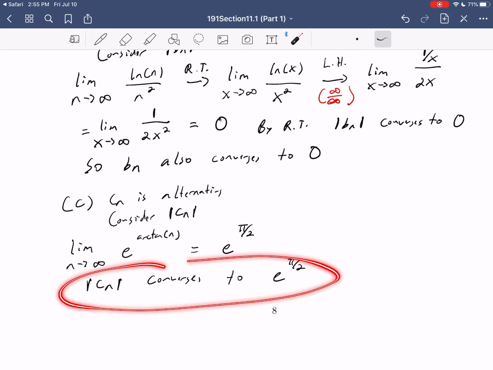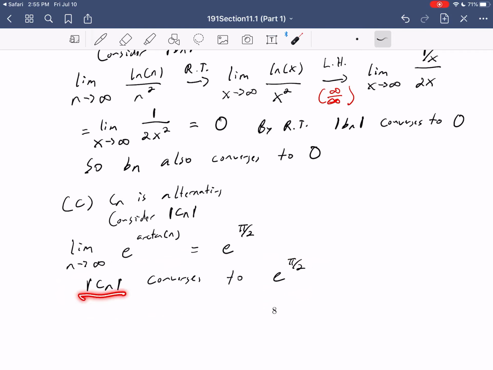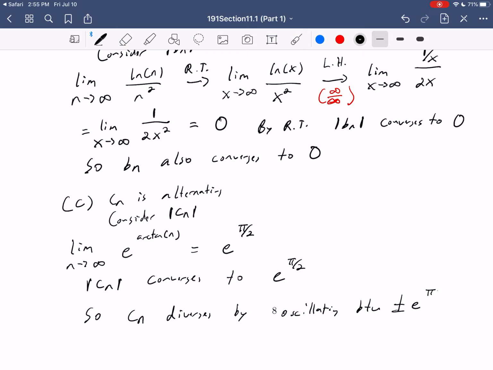Now, does this mean that we're done? Well, no. This is the absolute value. So the absolute value converges to e to the pi over 2. Our alternating sequence is going to keep toggling between positive e to the pi over 2 and then negative e to the pi over 2, then positive e to the pi over 2, then negative e to the pi over 2. So those two numbers aren't going to be anywhere near each other. So c sub n diverges by oscillating between plus or minus e to the pi over 2.